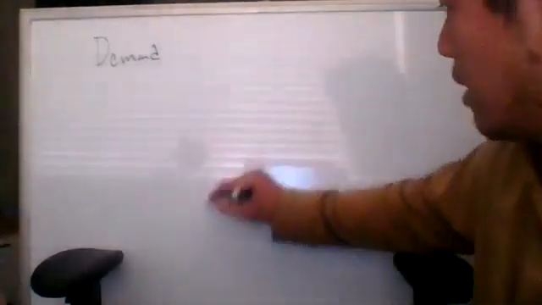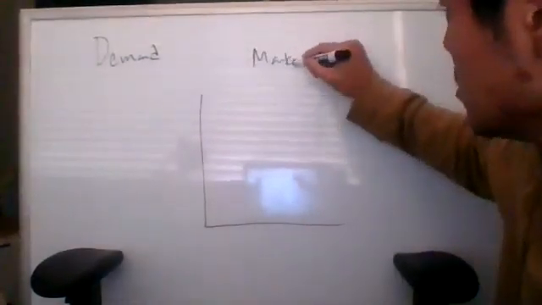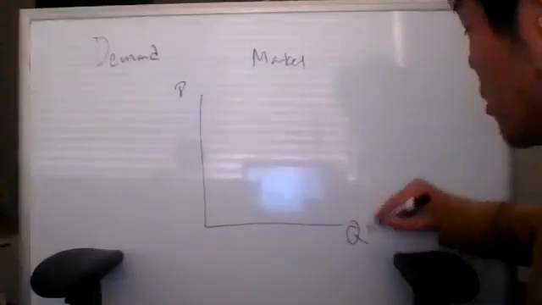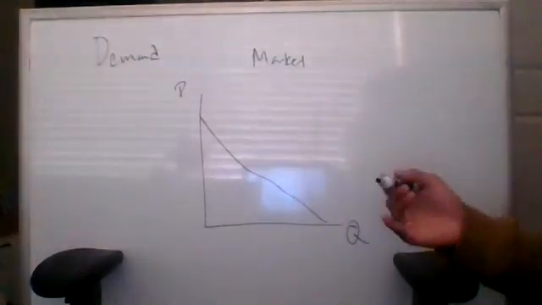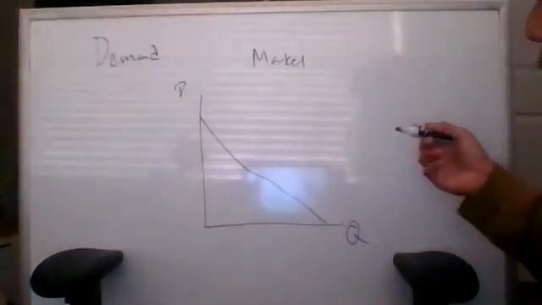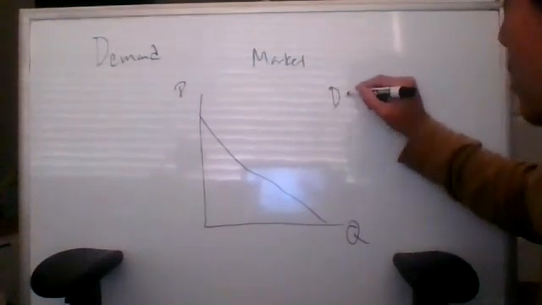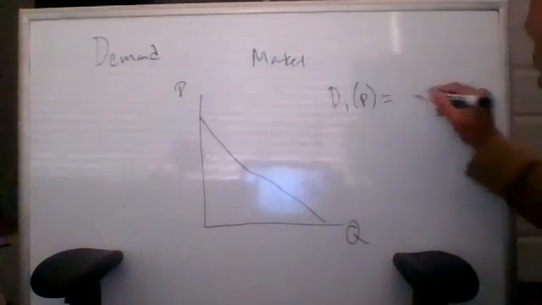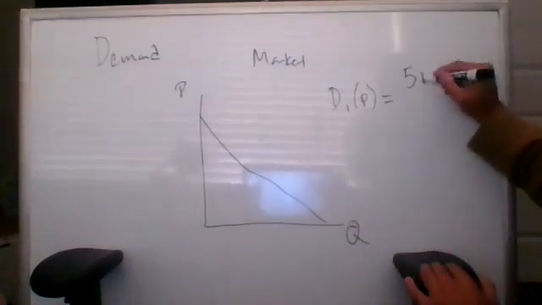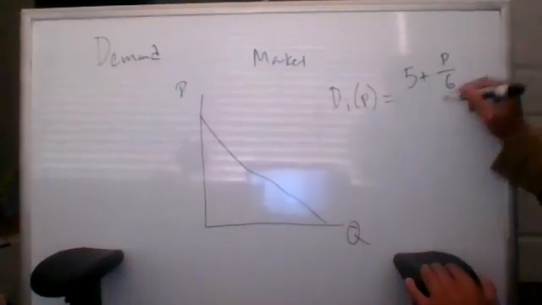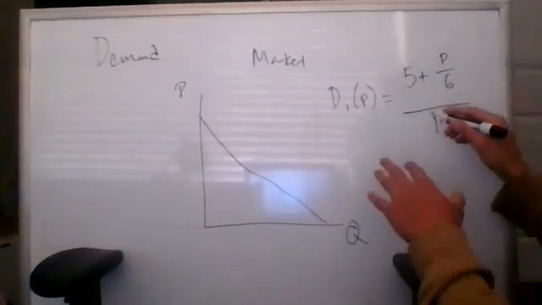So let's say that I have a market demand, right? P and Q, and it looks something like this. This is pretty arbitrary, but the way that I would do it, typically they'll have D of p equal to some function of p. So this could be like 5 plus p over 6, all that divided by 13, for example. And this is arbitrary as well.